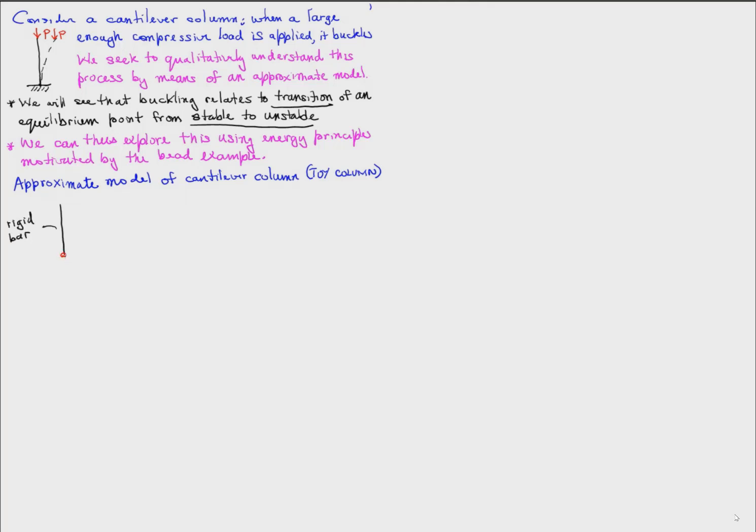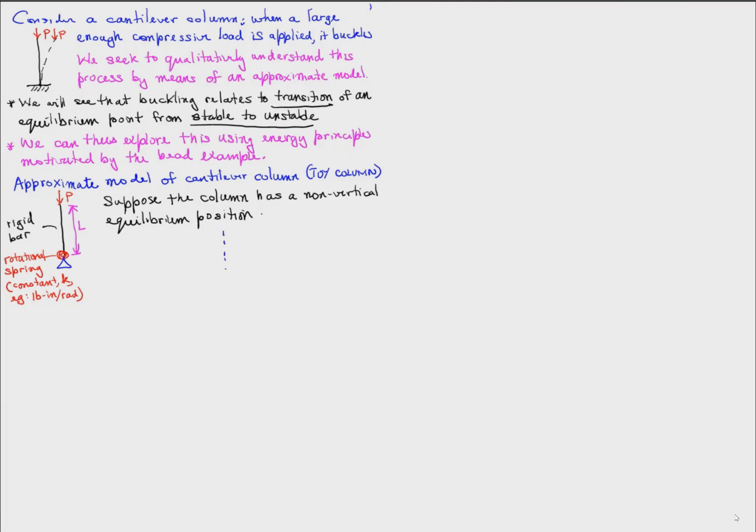This model consists of a rigid bar held below by a rotational spring whose spring constant, K, is a moment per unit rotation. So it could have units like pound inches per radian. And the height of the column is L. Now suppose this column buckles and is in a non-vertical equilibrium position. Let's draw a free body diagram in this non-vertical equilibrium position. Let's say the orientation is theta, the load P, reactions at the pin Rx and Ry, and the resistance from the rotational spring, which is K theta.